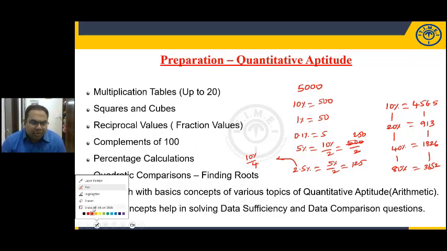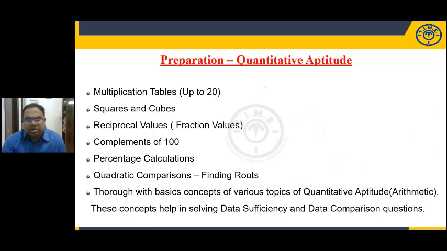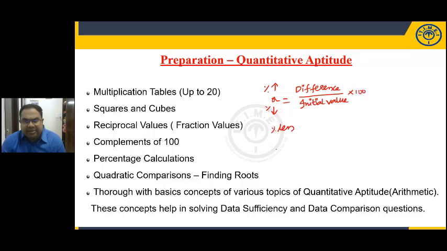Then also you should focus on percentage concepts like percentage increase or percentage decrease. What's the formula for percentage increase or decrease? Difference. I'm not going to discuss the concepts in detail now because it is only a 1 hour session. I'm just giving you a broad idea about quant preparation, but you need to be ready with percentage less, percentage more, right? If I put it in formula form, we will say difference.